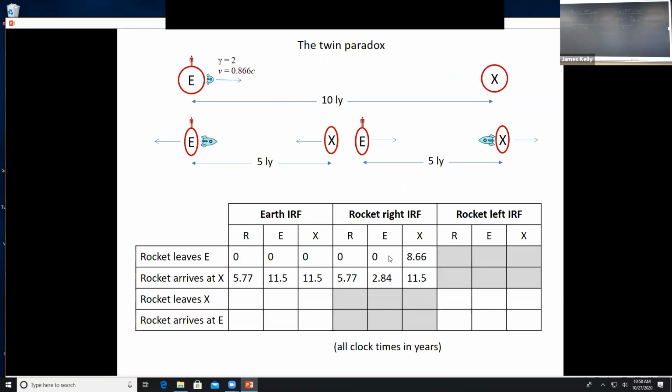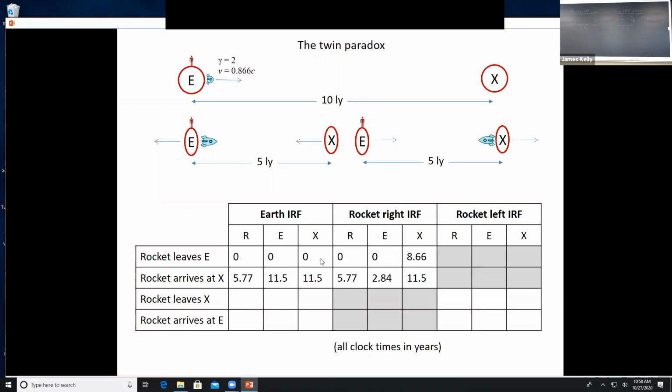Same thing with the Earth clock. The Earth clock was present at both those events, right? Rocket leaves Earth and Earth clock reads 0. That was true from the Earth point of view, and therefore the Earth clock has to read 0 for that same event from the point of view of the rocket moving right.